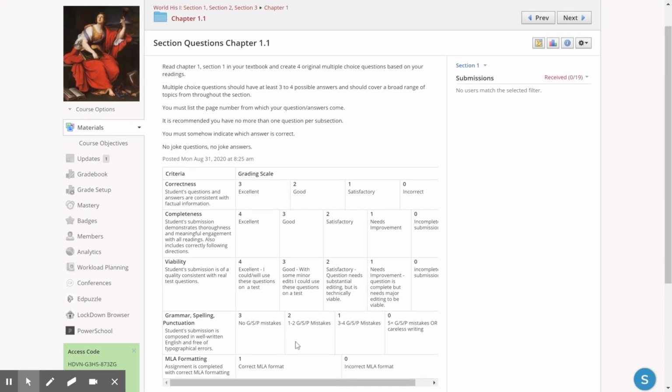So this is a general run-through of section question assignments. We will give you a chance to look at your assignments after you've submitted 1 or 2 of them. And we can go over them and see what kind of mistakes you may have made. But the rubric really does explain everything you need, as long as you understand what all these categories mean.